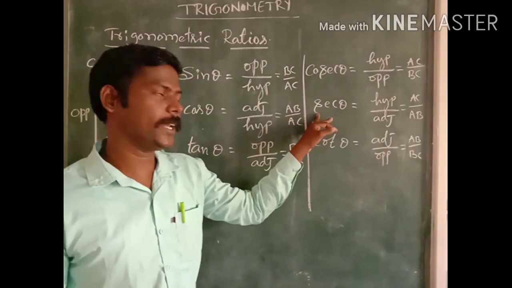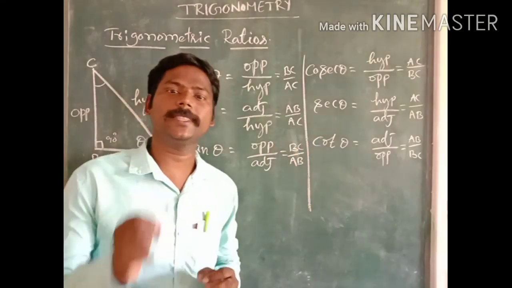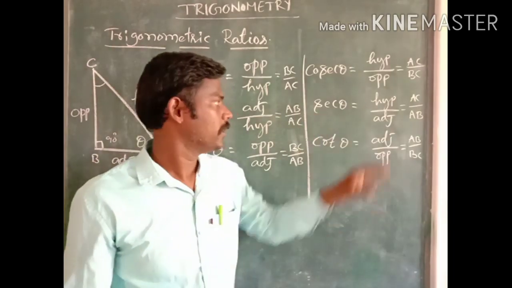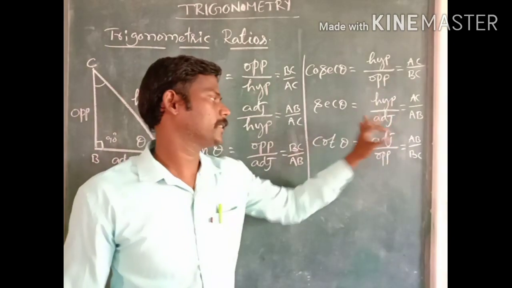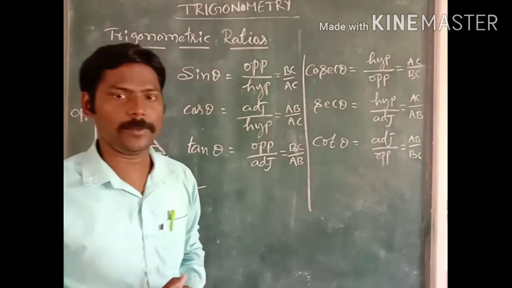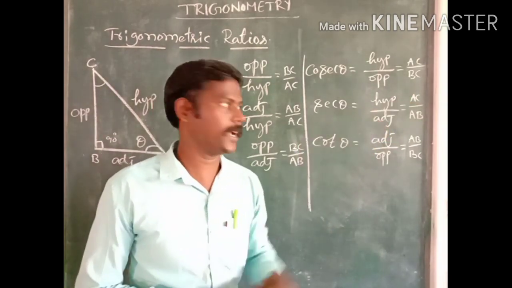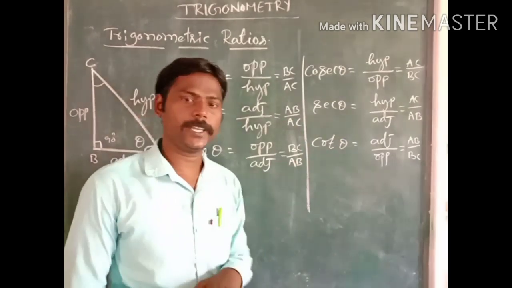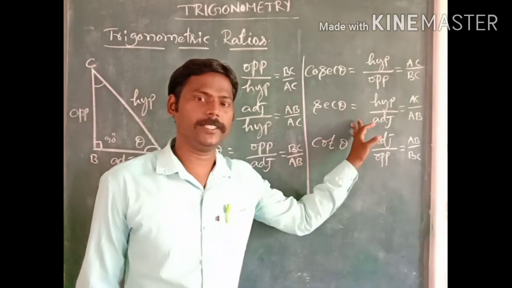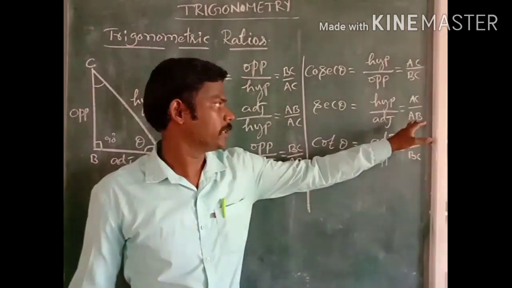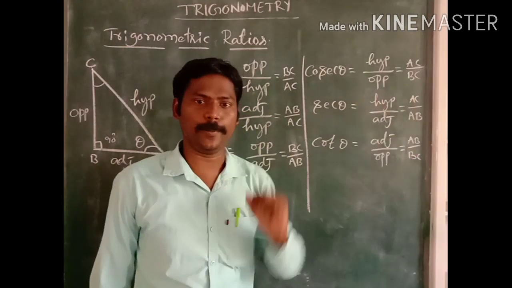Next, the fifth trigonometric ratio, secant theta. Okay children, how to define secant theta? Hypotenuse by adjacent side. From the diagram, what is the hypotenuse? AC. What is the adjacent side? AB. So once again remember, secant theta is equal to hypotenuse by adjacent, which is nothing but AC by AB.